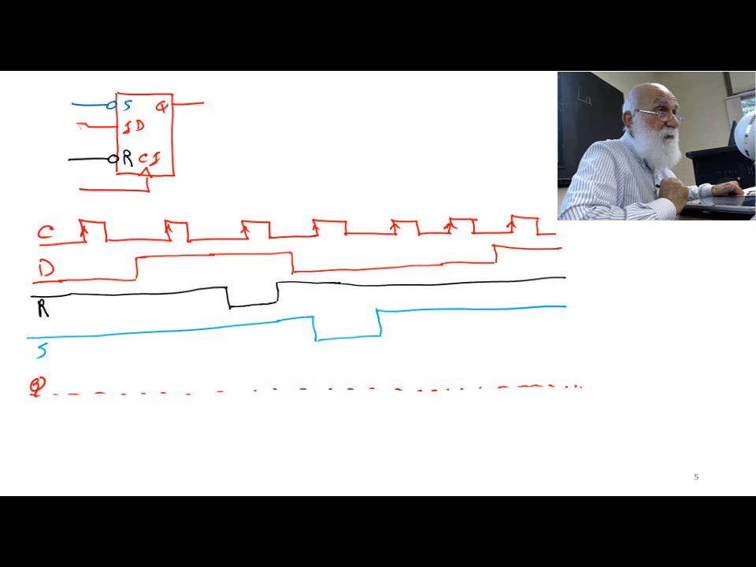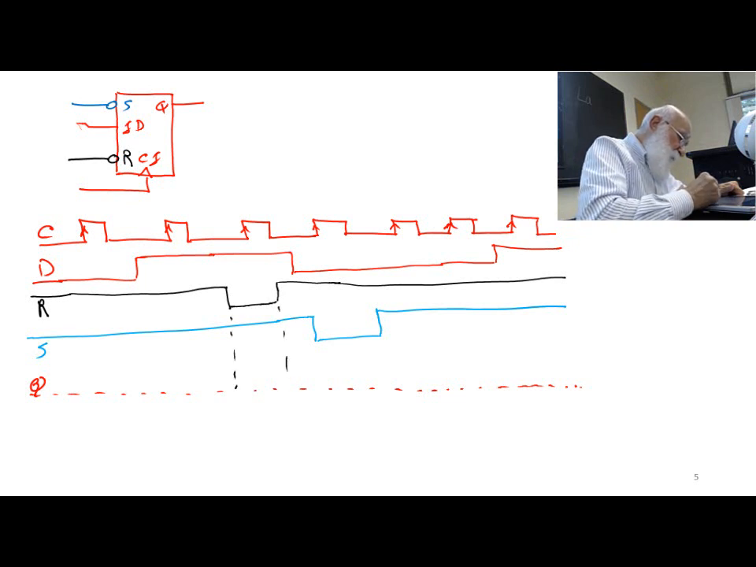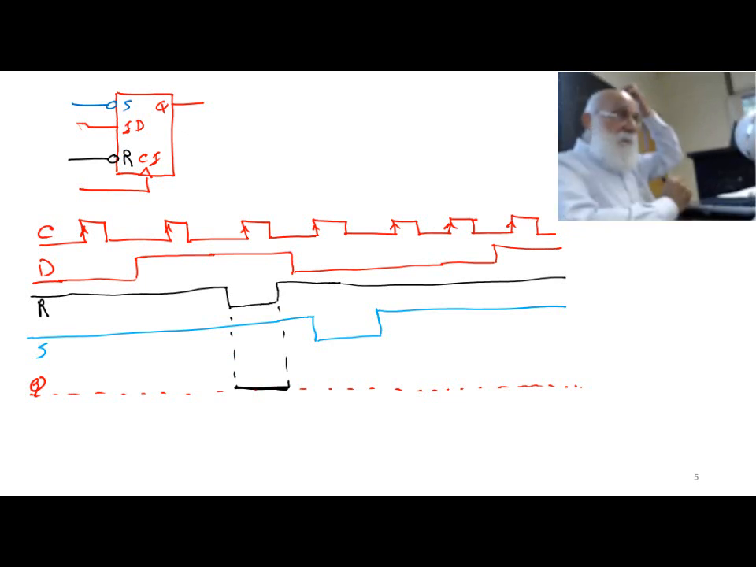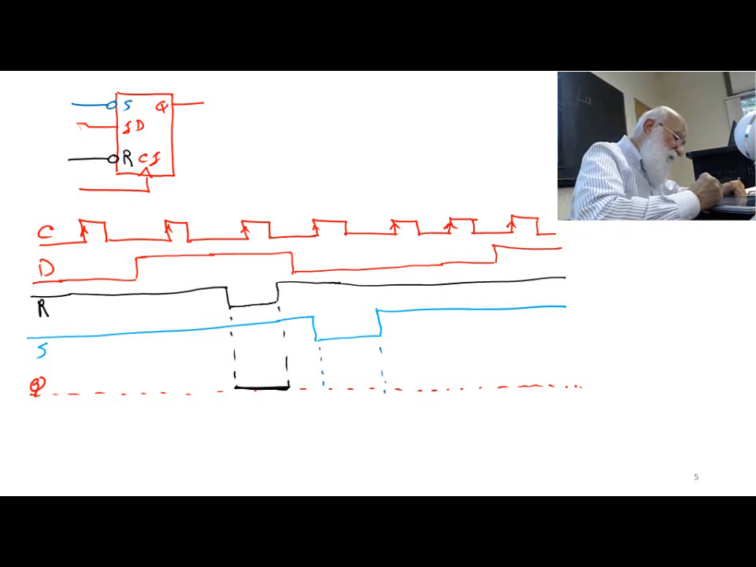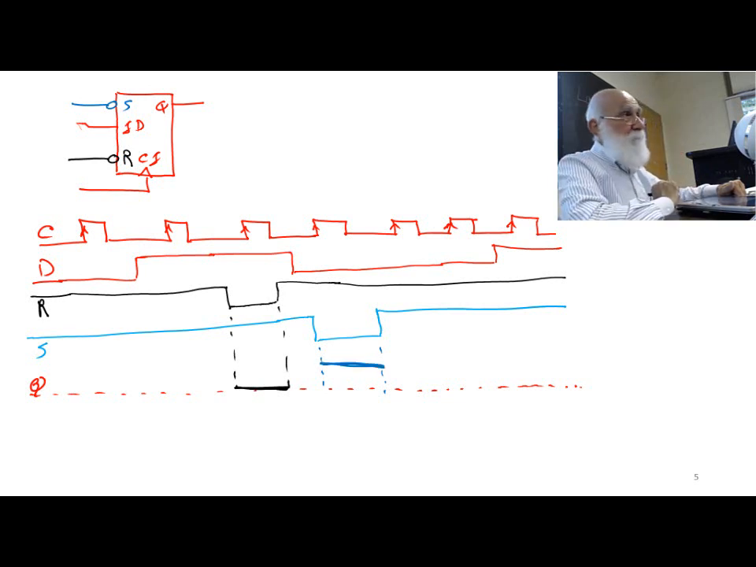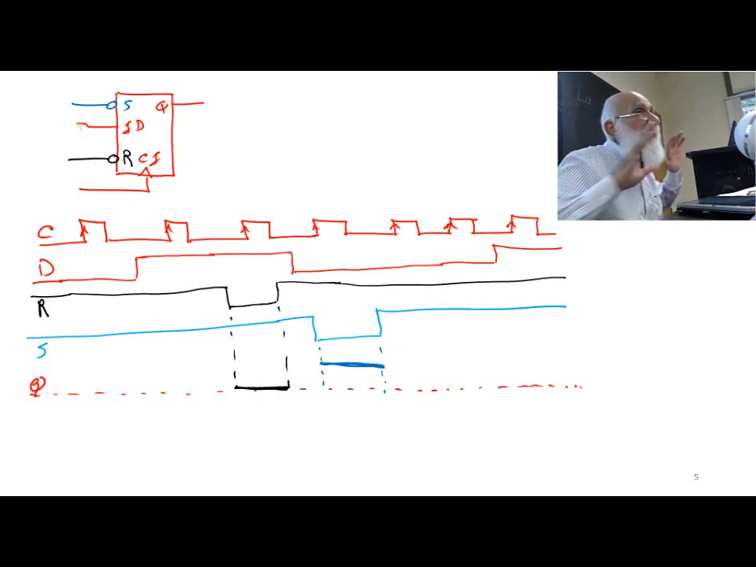Something you are sure about is anytime your reset is active, the output is definitely 0. Anytime your set is active, your output is definitely 1. Okay, it has nothing to do with the clock.